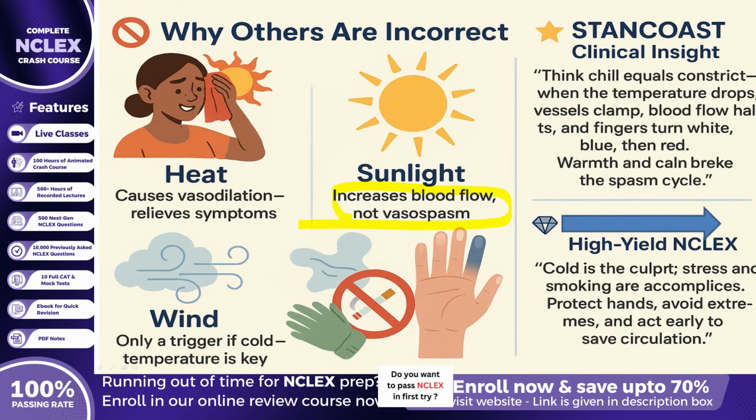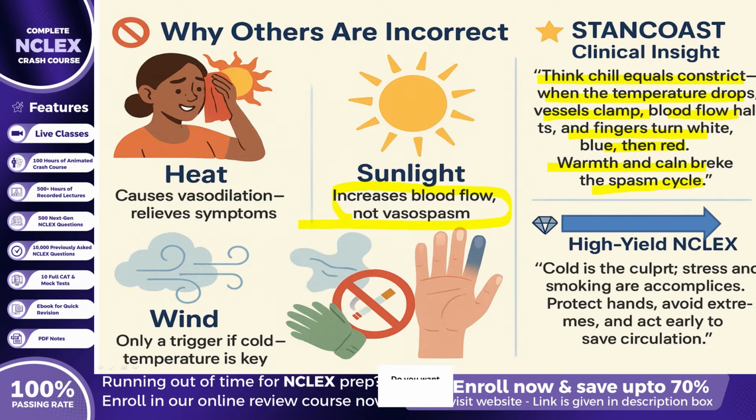Transitioning into the Stan Coast clinical insight, always remember this key principle. Think chill equals constrict. When the temperature drops, the vessels clamp, blood flow halts, and fingers turn white, blue, then red. Warmth and calm are the nurse's best tools to break the spasm cycle.